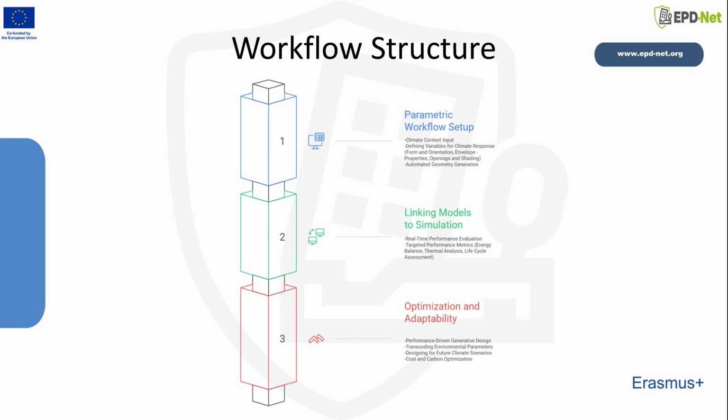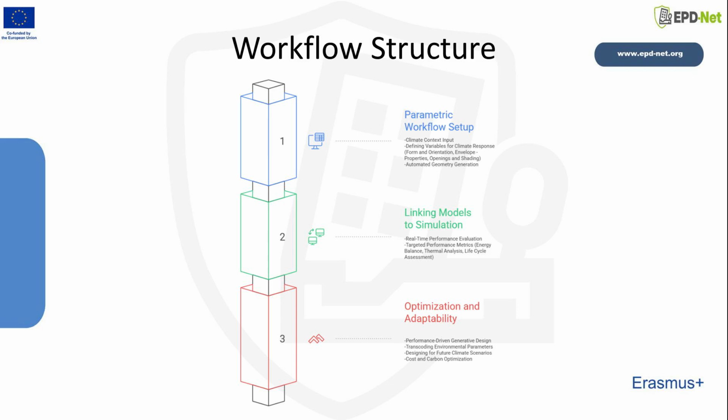Then the parametric model defines the elements that the designer can manipulate to respond to the climate. These elements are treated as variables or parameters like form and orientation and envelope properties, openings and shading. Parametric modeling systems utilize logic trees or algorithms to define relationships between these parameters and the generated geometry.